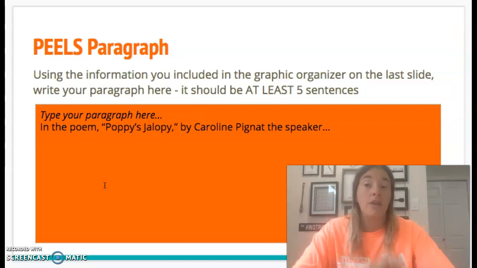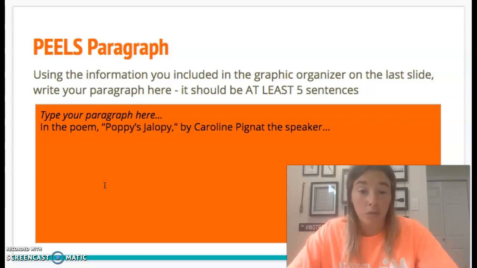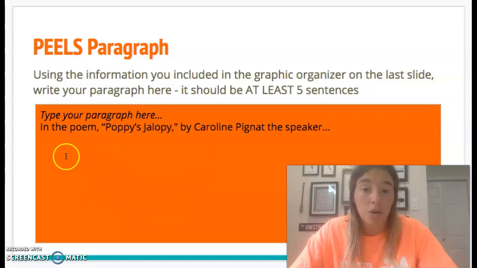And if at any point you feel like your sentences don't flow together or whatever the case may be, when you copy it and paste it here, this is where you can add those words to make it flow a little bit better.